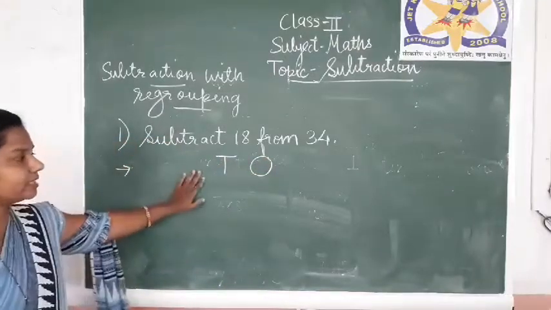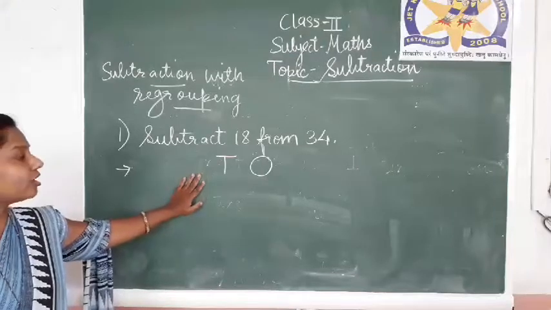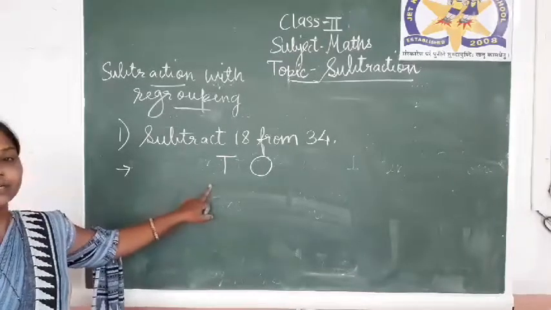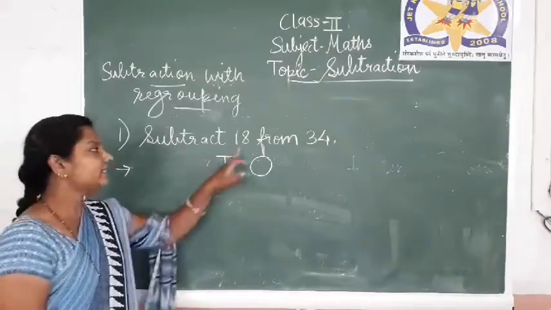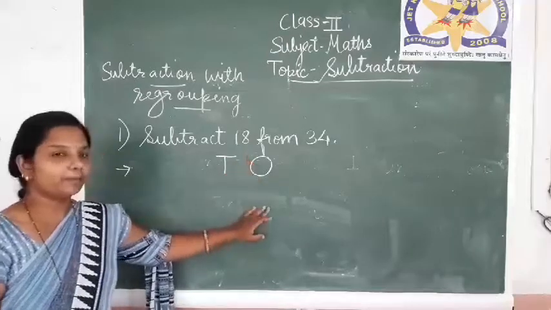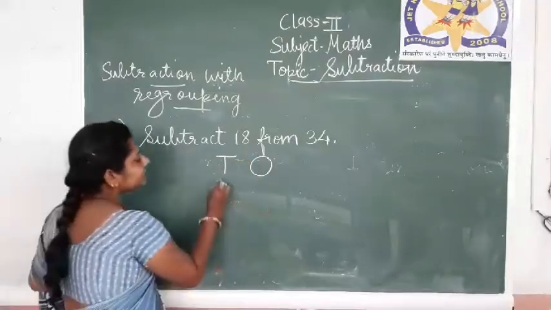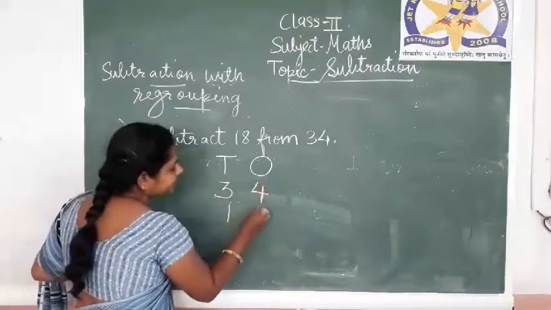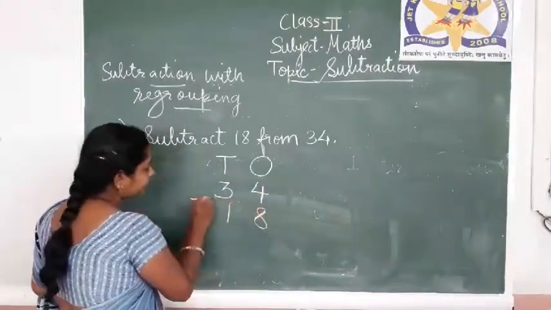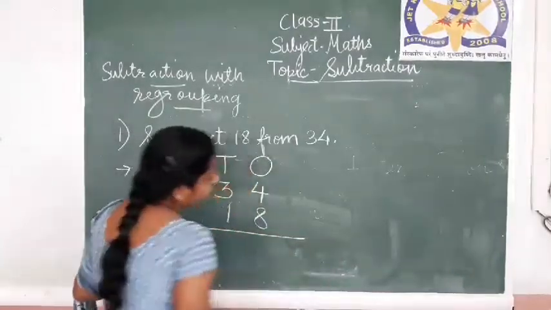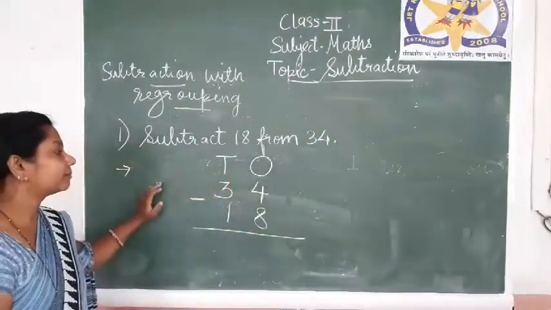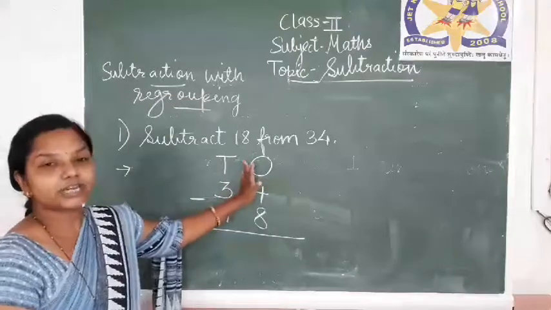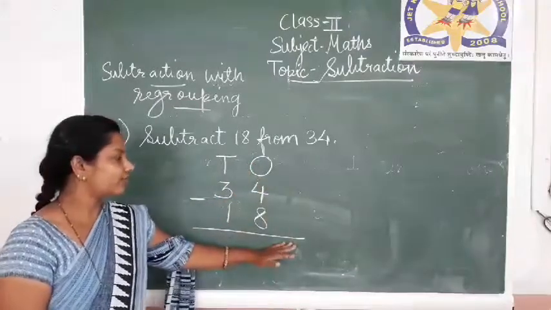Now write down the numbers in the vertical columns. How are you going to write? The greater number should be written above and the smaller number will be written below. So the greater number is 34 and 18 is the smaller. Give the minus sign and let us start. Again, start subtracting from the ones column.